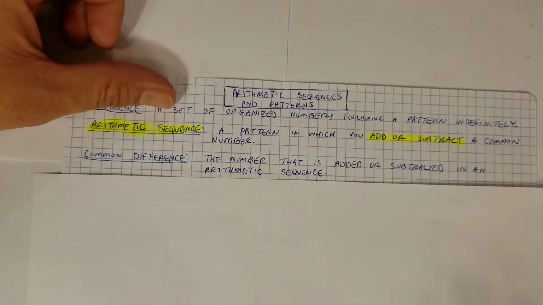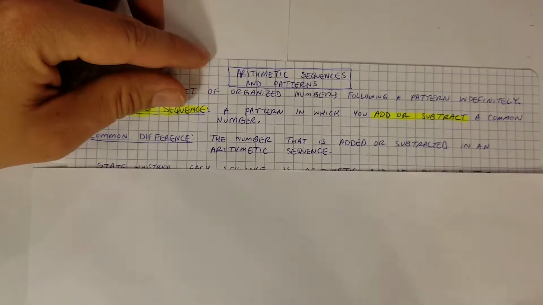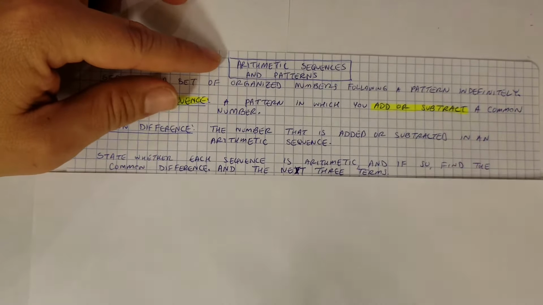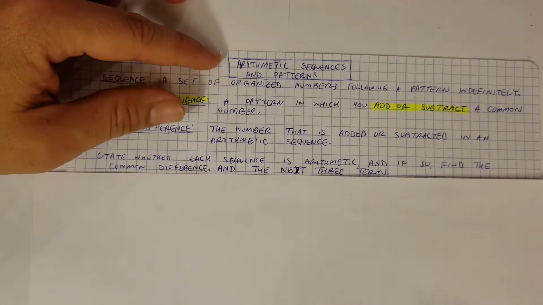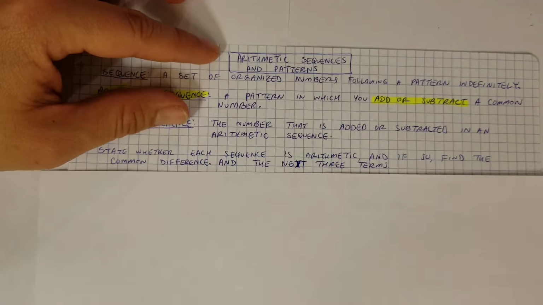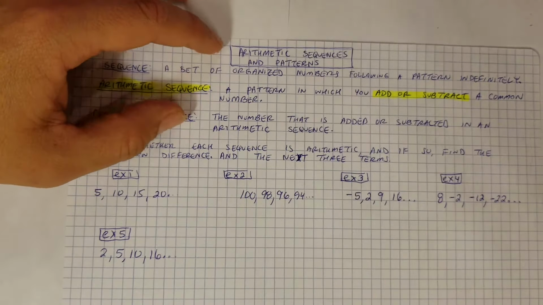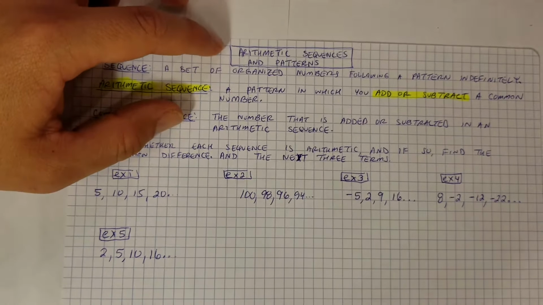Okay, so without further ado, let's do some examples. And your job is basically to figure out whether each sequence is arithmetic, and if it is, find the common difference and the next three terms. So 5 quick examples real quick for you guys.